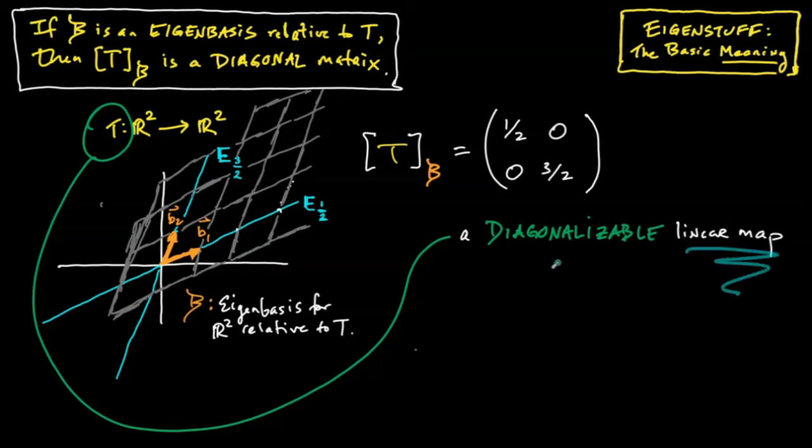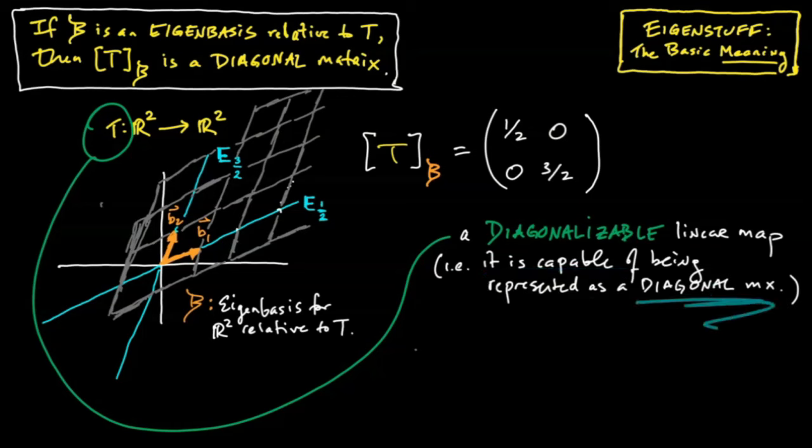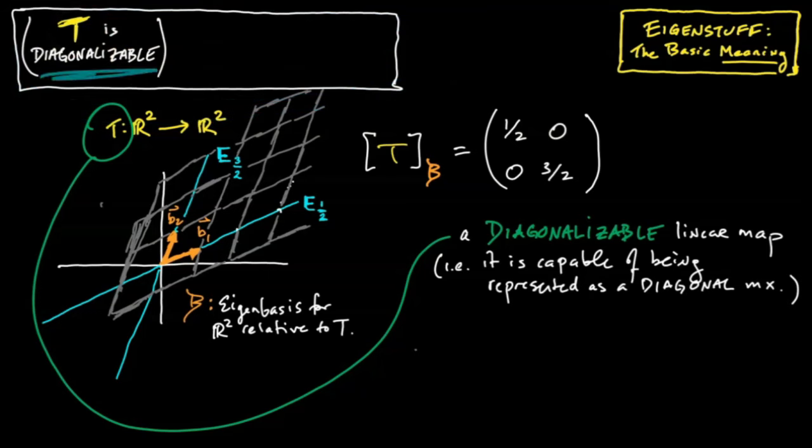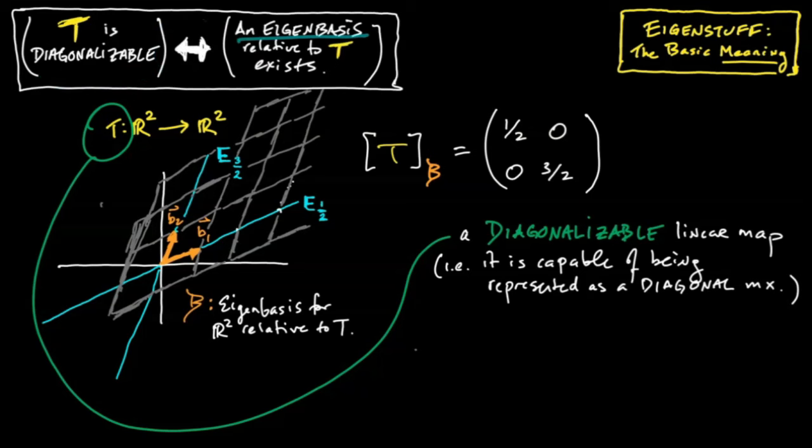To say that a linear map is diagonalizable is simply to say that it is capable of being represented as a diagonal matrix. Not every linear map can be diagonalized, because the statement I have right here can actually be strengthened a little bit. A linear map T is diagonalizable if and only if an eigenbasis relative to T exists. But alas, not every linear map admits an eigenbasis. So that means not every linear map is diagonalizable. To have an eigenbasis relative to a linear map, we need eigenvectors, and enough of them, enough linearly independent eigenvectors, to form an entire eigenbasis.